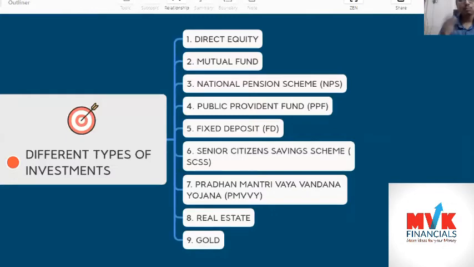But like I said, don't put all your eggs in one basket. So these are the options wherein you can put your eggs in each particular basket.